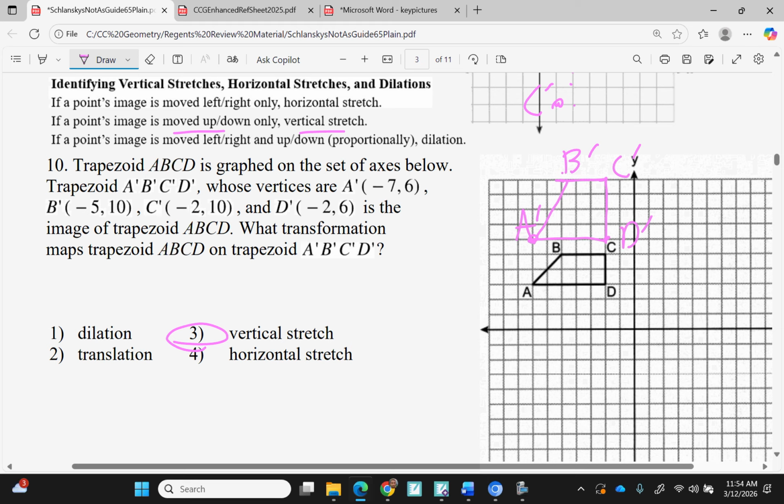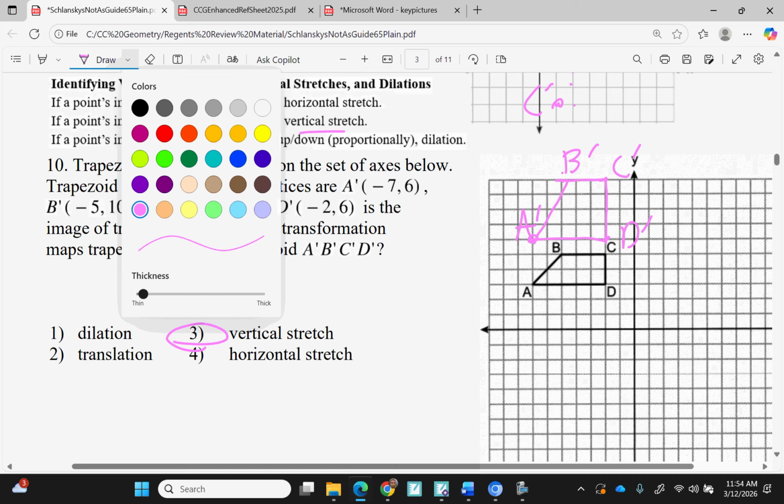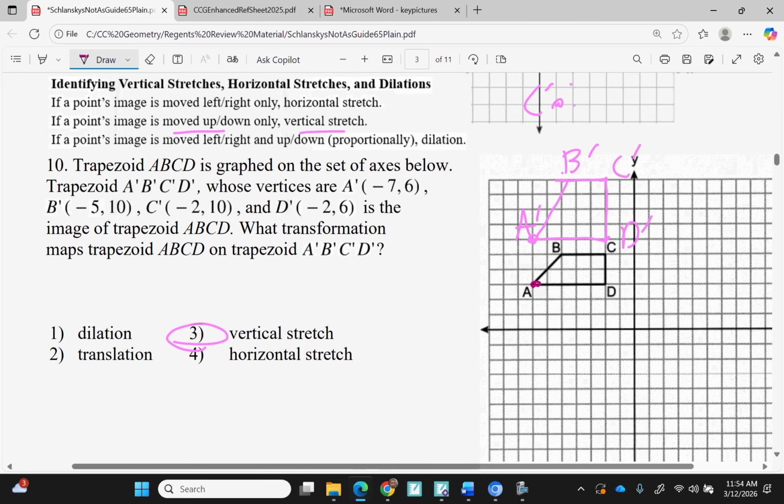If you can't see it clearly, just pick any point in its image. Let's say A to A prime. What direction did it move? It moved up. If it moved up, it's vertical. If it moved side to side, then it's horizontal. If it moved in 2 directions, then it would be a dilation.